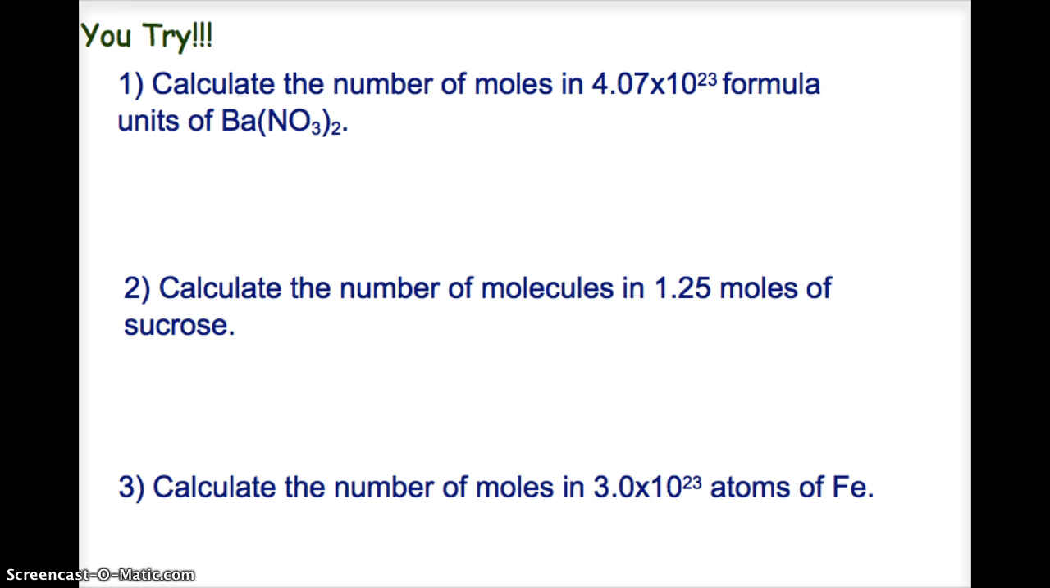Now it's your turn. It's time for you to practice and try. So what I have here are three problems that I would like for you to try using this dimensional analysis, which I have modeled for you in the previous slides. I'd like for you to pause this slide and, on a scratch piece of paper, work out these three problems, and then once you have them done, I would like for you to resume the video, and the next slide will show the answers. So good luck.